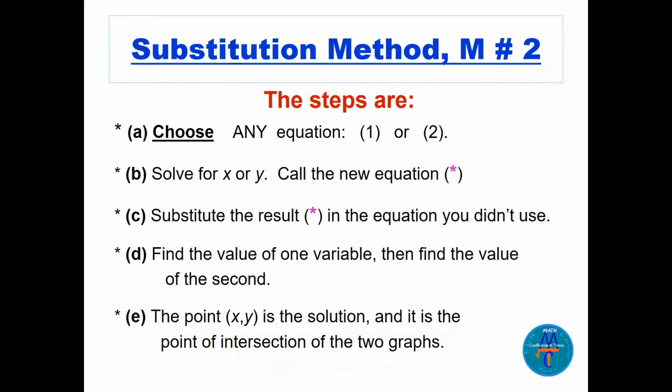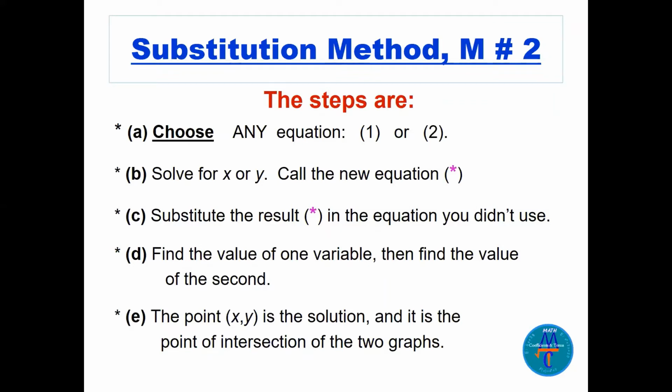Let's see method number 2. Now, same system we will consider. Method number 2 is substitution. So we take one equation, any one, and you substitute in the other. Again, you take equation 1, substitute in 2, or you take equation 2, you substitute in 1. It's up to you. Take the easiest method you like. So step number 1, choose any equation, either 1 or 2. After that, you solve for x or solve for y, and call the new equation star.